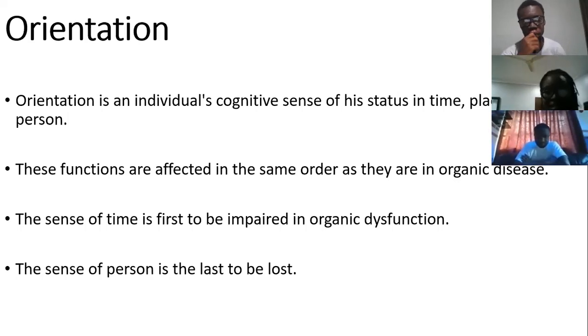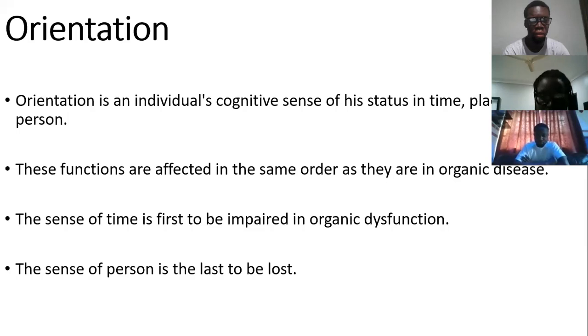Time, place, and person. So, for example, you ask the patient, who are you? Then maybe the patient is a male, but says that I am Amma. Or you ask the patient, where are you? And then the patient says, I'm in school. Meanwhile, they are in hospital. And then you ask the patient what time of day it is. Then they will tell you it is night. Meanwhile, it is morning. Okay, so you try to test the patient's orientation in time, place, and person.